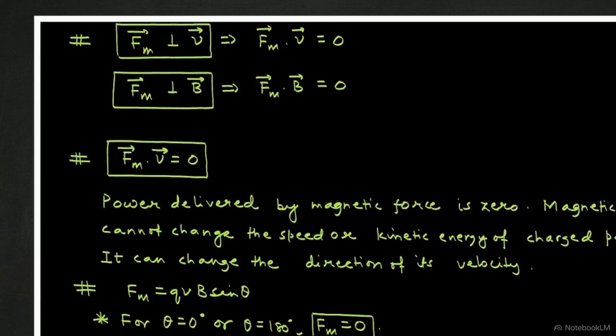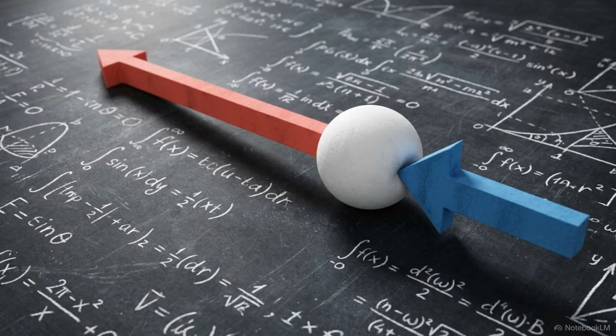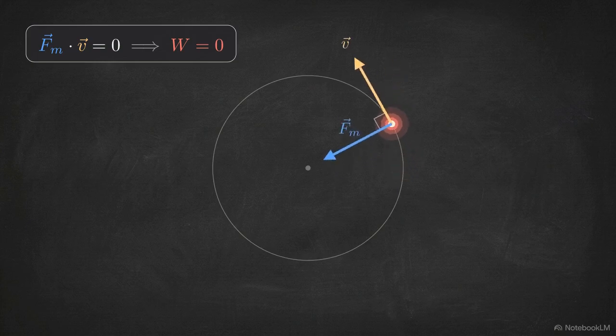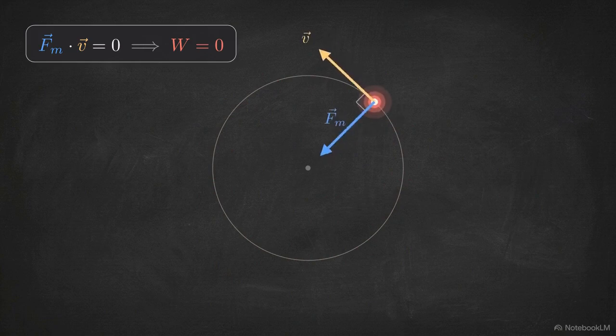These equations set up the mathematical proof. We evaluate the dot product between the magnetic force vector and the particle's velocity vector. Since the vectors are perfectly orthogonal by definition, their dot product evaluates strictly to 0. Translated into physical reality, this means the magnetic force delivers absolute zero mechanical work to the particle. A static magnetic field acts only as a steering mechanism. It can bend the trajectory into a circle, but it cannot increase the particle's speed or alter its kinetic energy.